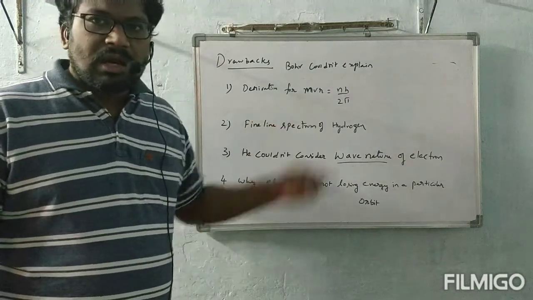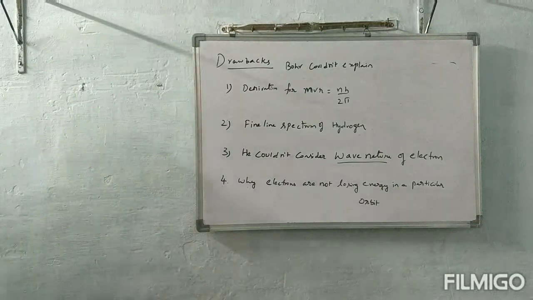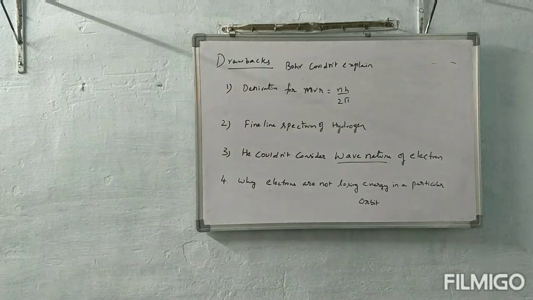See the drawbacks of Niels Bohr once. First one, Bohr couldn't explain derivation for MVR is equal to nh by 2 pi. Second one, fine line spectrum of hydrogen. Third one, he couldn't consider wave nature of electron. Why electrons are not losing energy in a particular orbit. For everything we will get answer by considering wave nature of electron. Once again I am repeating, for all these drawbacks we will get answer by considering wave nature of electron.